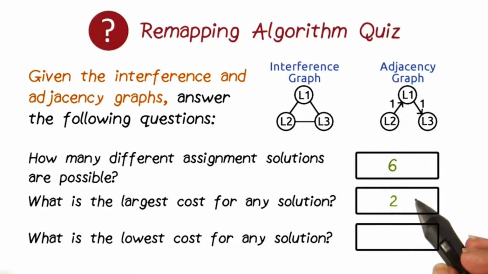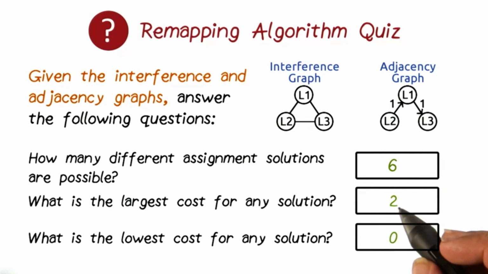The second one is about the largest cost of any solution, that will be 2, and then the third one is what is the lowest cost for any solution, that is 0.